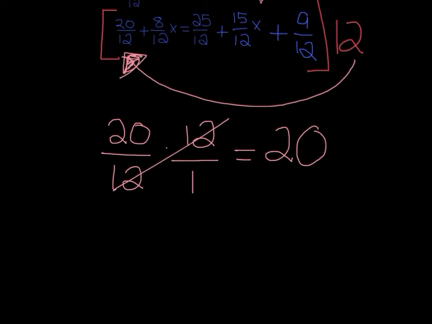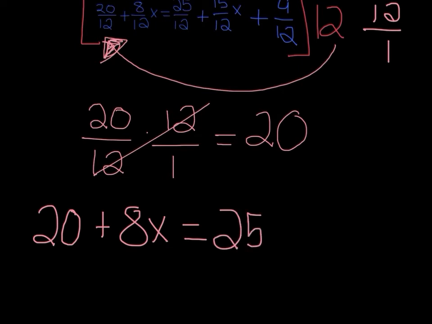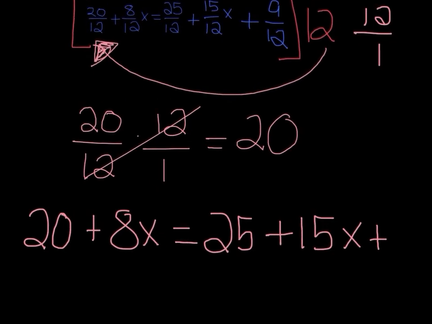I'm going to do that same process for every term in this equation. Think of it as 12 over 1. I'm multiplying each term in the equation by 12 over 1. So when I rewrite my equation, now I'm going to have 20 plus 8x equals 25 plus 15x plus, I need to make sure it's 9 over 12. Oh, rather, plus 9, because I multiplied 9 over 12 by 12 to get 9.